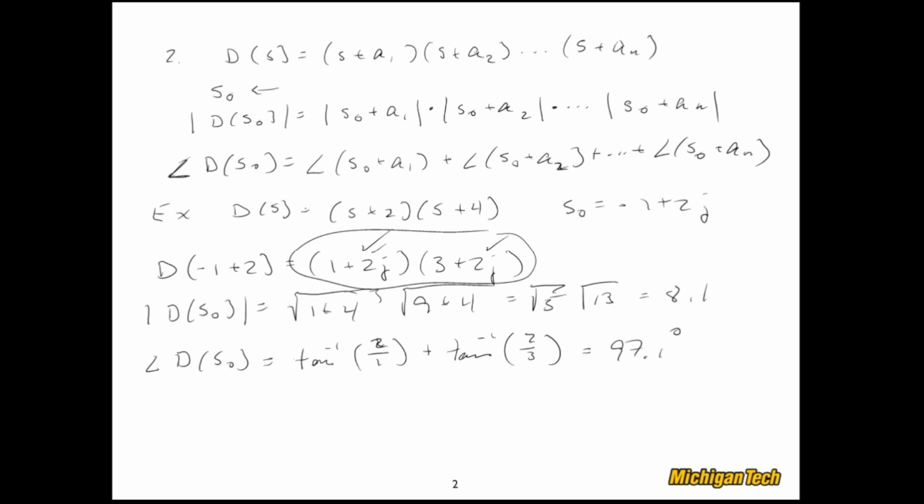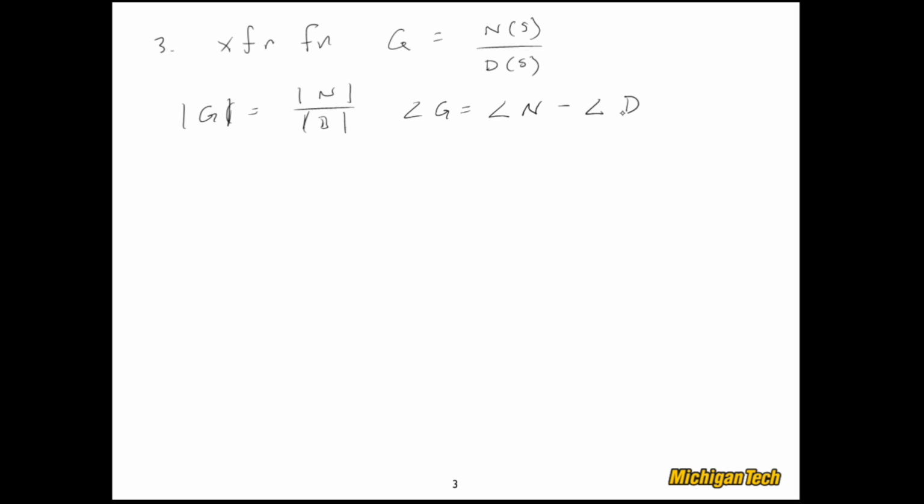Okay, so now we know how to take the magnitude and phase of a polynomial, and the last thing to do is to find the magnitude and phase of a transfer function. I'll abbreviate it like that, XFR for transfer and FN for function. So let's say we have some transfer function that has a numerator, n of s, and a denominator, d of s. Well, the magnitude of g is equal to the magnitude of n divided by the magnitude of d. And the phase angle of g is equal to the phase of n minus the phase of d.